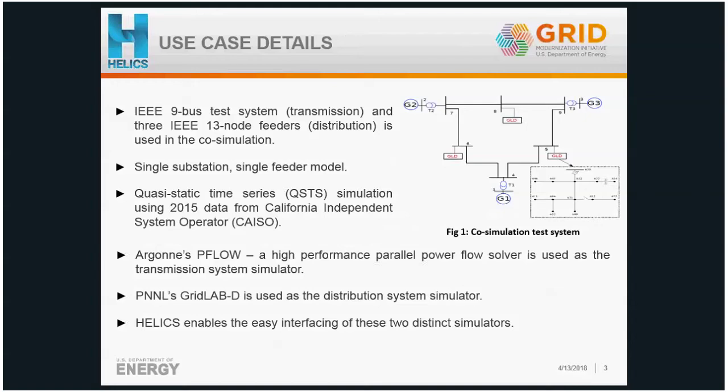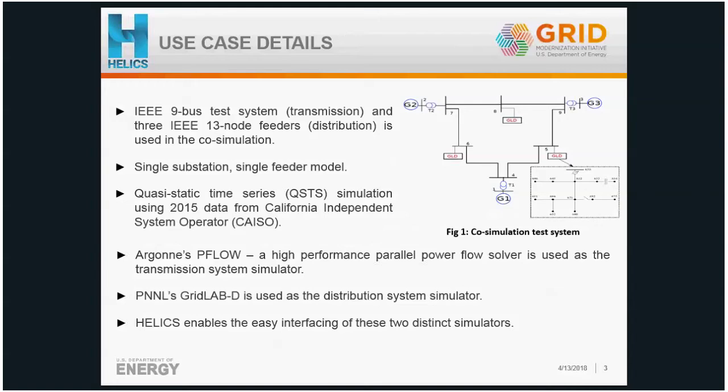It has 3 different load centers. We model each load center with one process of GridLAB-D. And each process of GridLAB-D uses an IEEE 13-node feeder to simulate that particular load center. So we run a quasi-static time series analysis using data from California Independent System Operator, and we do this at every 5-minute interval. So for an entire day, we're going to have about 288 dispatches.